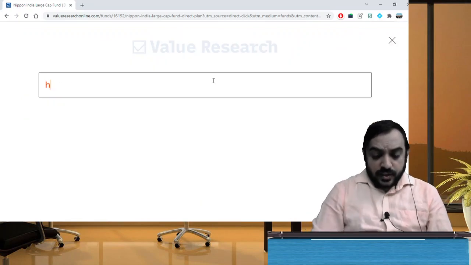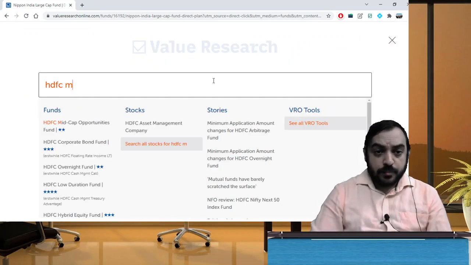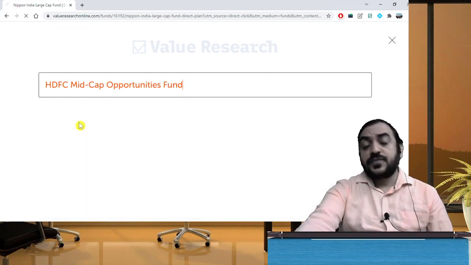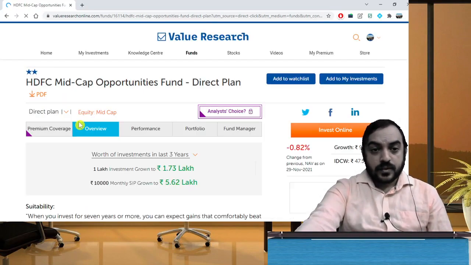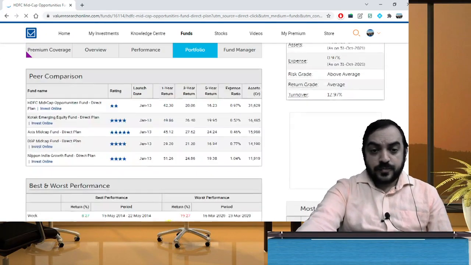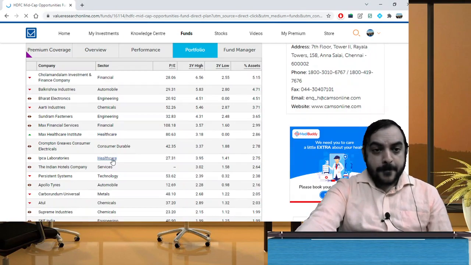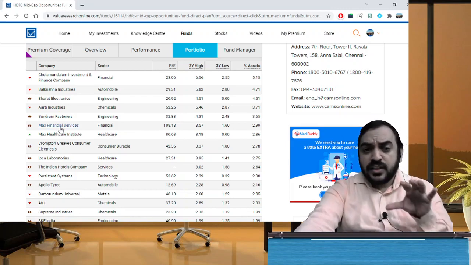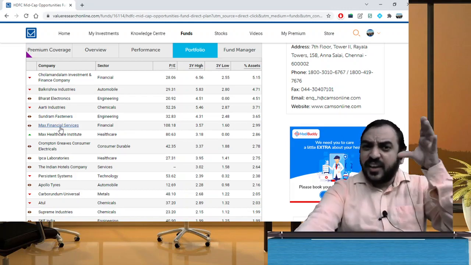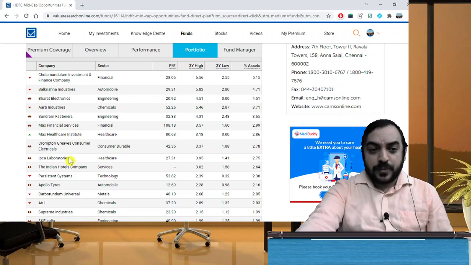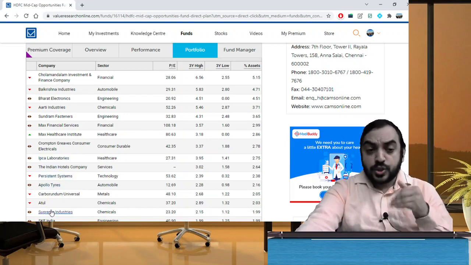Let's say I look at HDFC Mid Cap Opportunities, HDFC Mid Cap Fund. Let's look at their portfolio. See, they have invested in Cholamandalam, Balkrishna, Bharat Electronics, Aarti Industries, Sundaram Fasteners, Max Financial. Some of them you have heard somewhere. Essentially mid-cap companies: Ipca Laboratories, Persistent Systems, Apollo Tyres, Atul Limited, Supreme Industries.